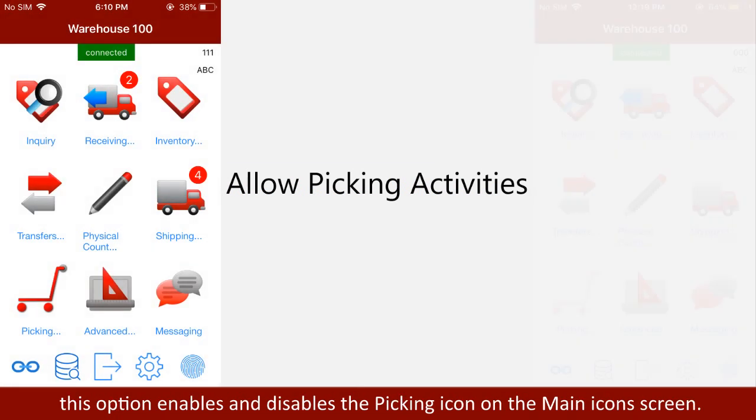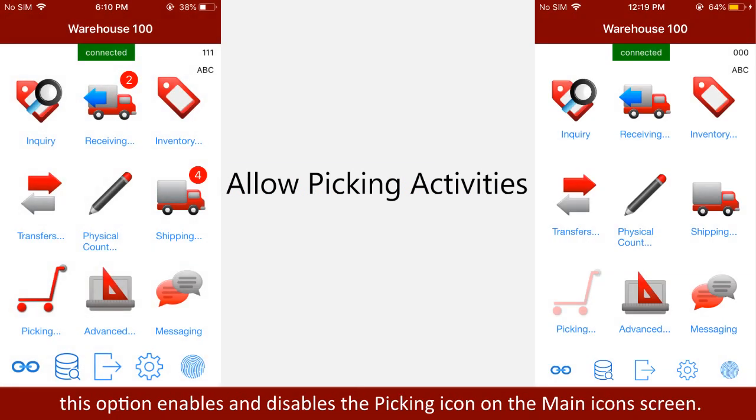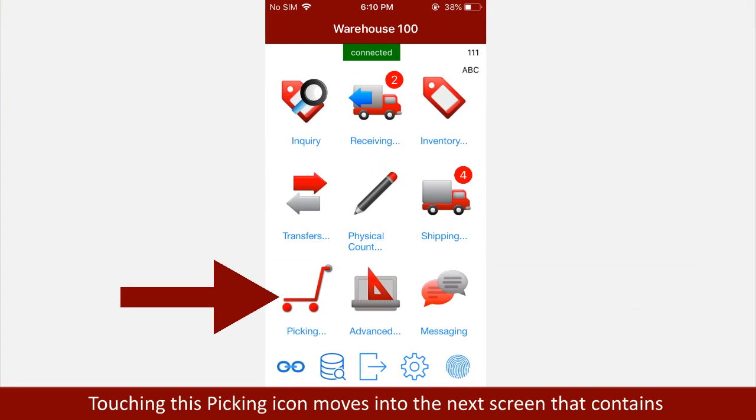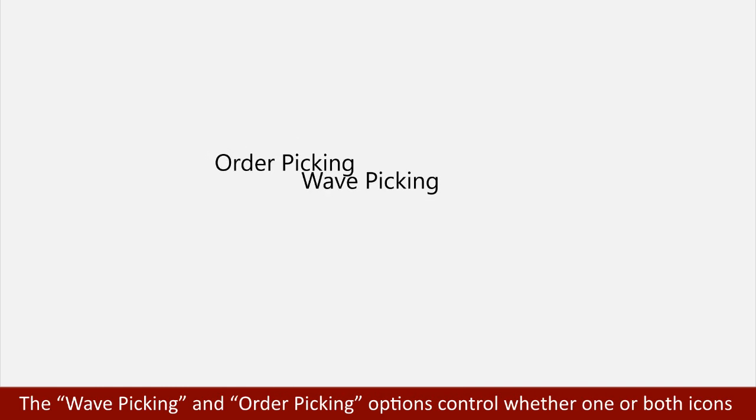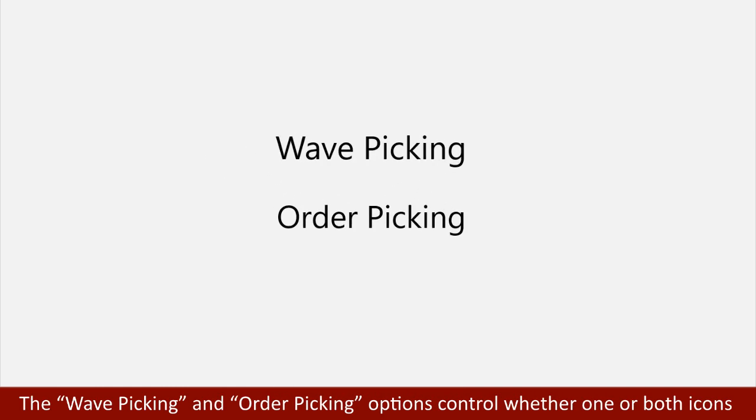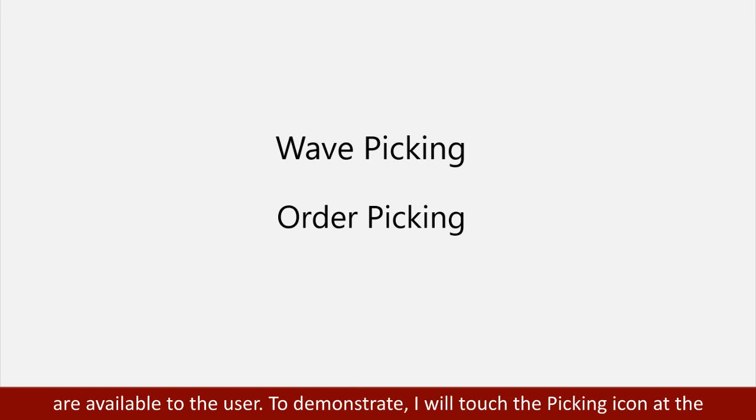This option enables and disables the picking icon on the main icon screen. Touching this picking icon moves into the next screen that contains all the Scanco picking application icons. The wave picking and order picking options control whether one or both icons are available to the user.